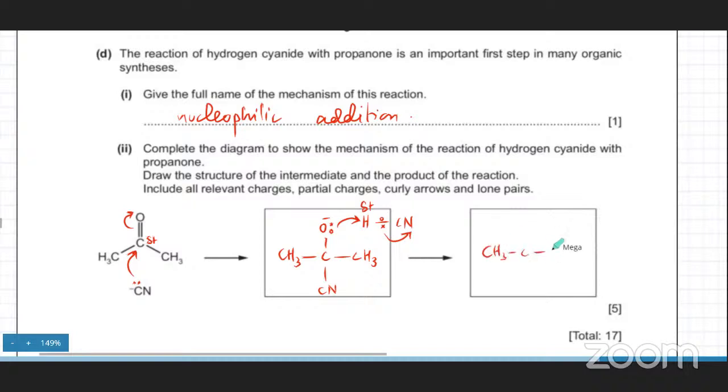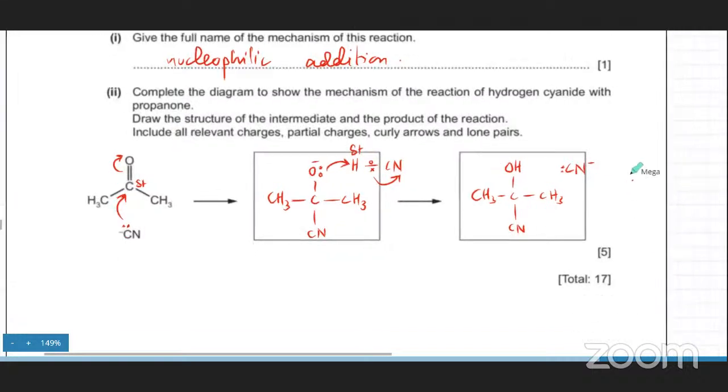So the end result is that you would have the CN was already there. Now you have an OH. And the CN minus 1 catalyst is reformed or formed again. You started off with CN minus 1, you again got CN minus 1. The reason you added NaCN was because HCN doesn't really ionize. But during the mechanism of the reaction, the first CN usually comes from the catalyst, which is NaCN. So that's your mechanism.